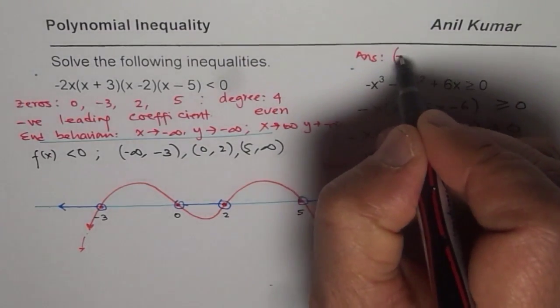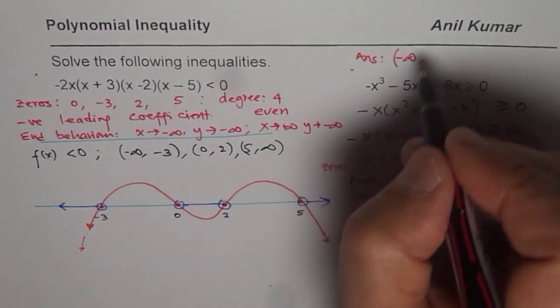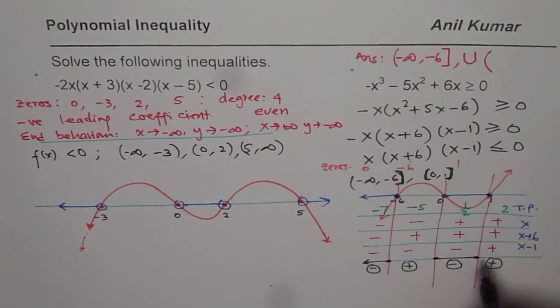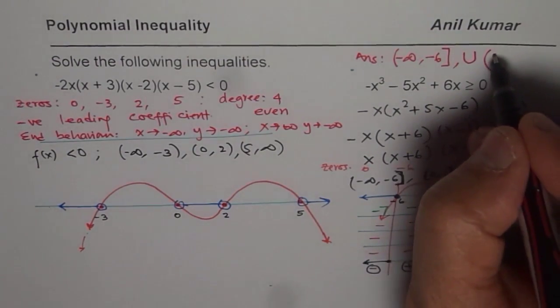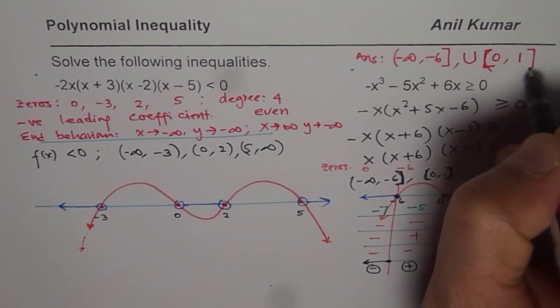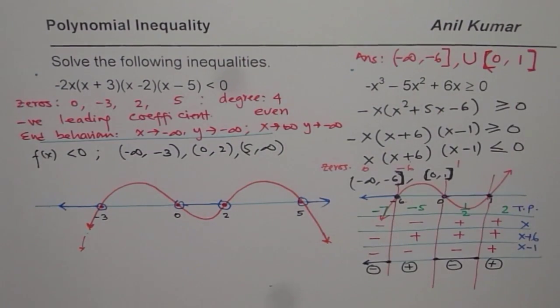So negative infinity can never be included, to -6, which has to be included, union you should write, and then between 0 to 1. I'm sorry, again 0 is included, and then 1, okay? Both are included. Square brackets mean included, right? So that means filled in holes. So that is how you can actually solve this inequality.